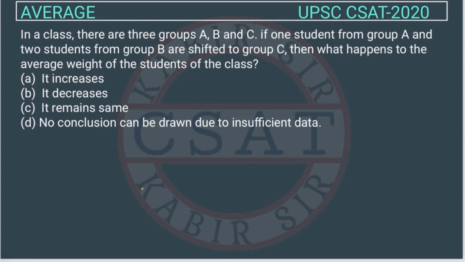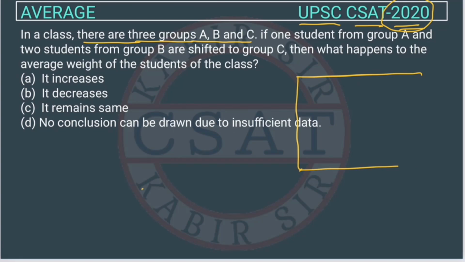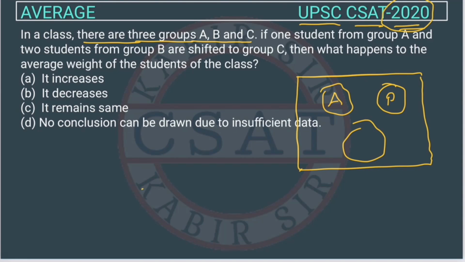This is a question of average asked in the UPSC CSAT exam 2020. In a class there are three groups A, B and C. So there is a class, and there are three groups A, B and C.